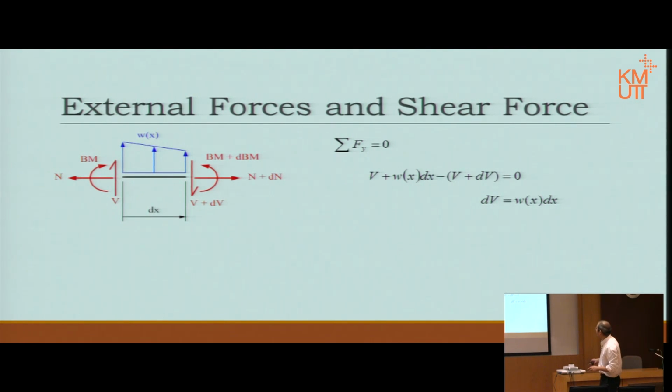Okay. Now if we interpret this, dV, as we said, is the change in the shear, meaning the change in the shear value.